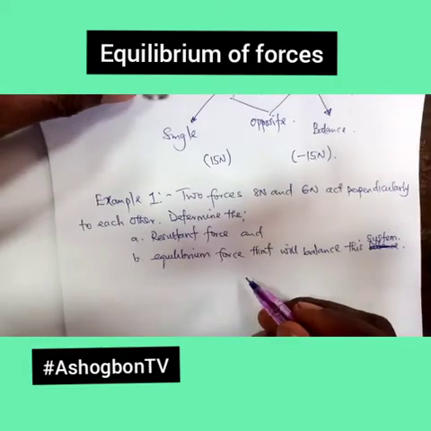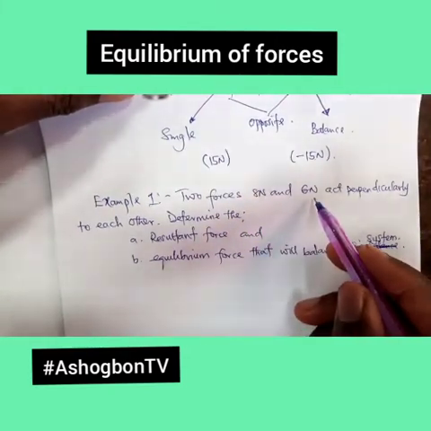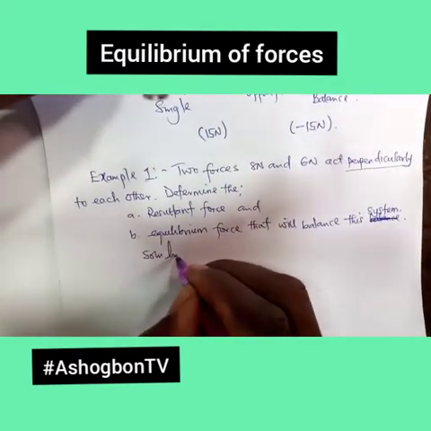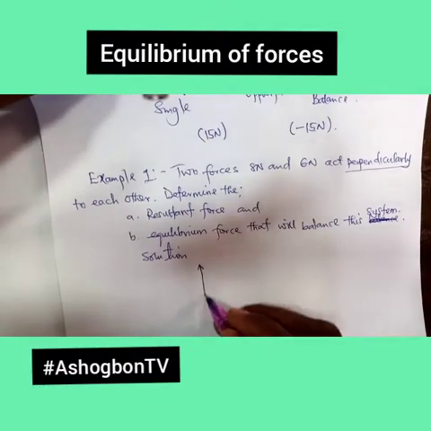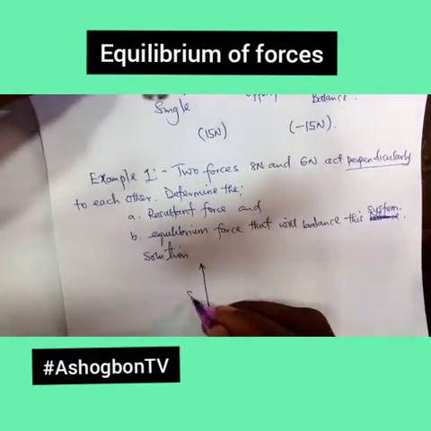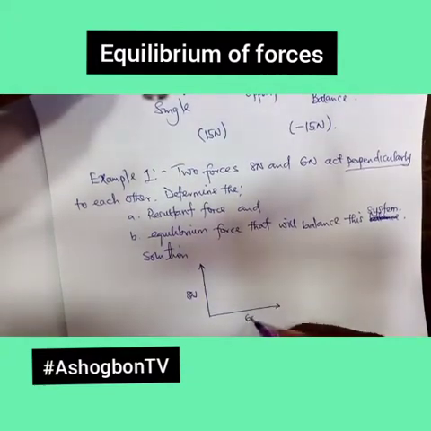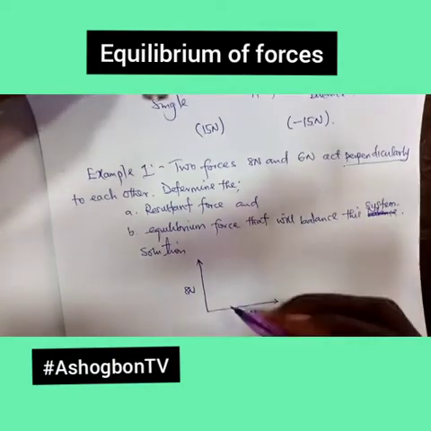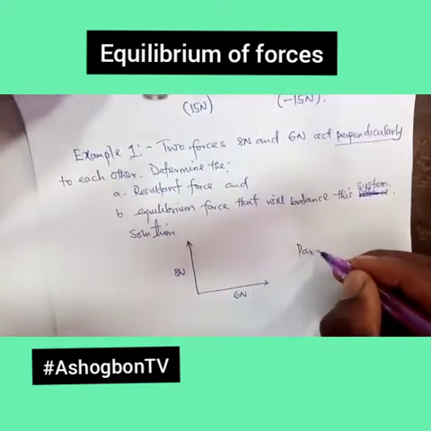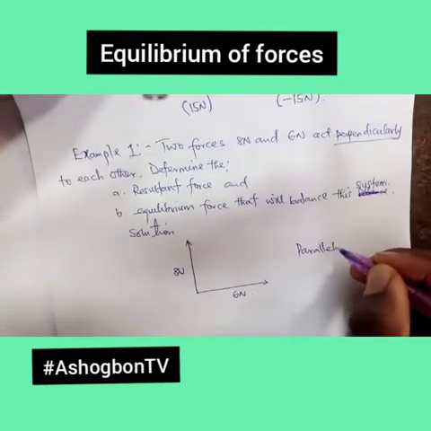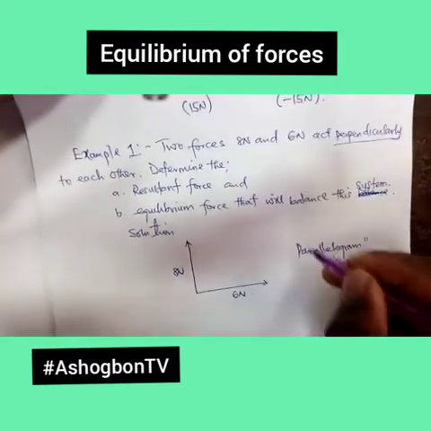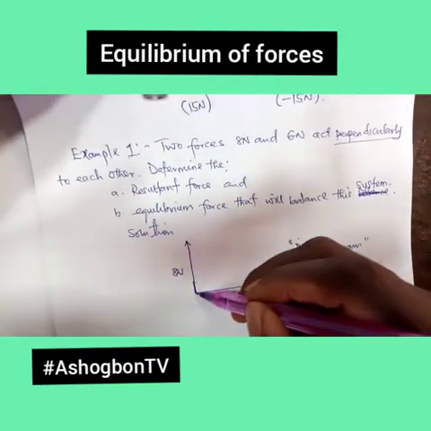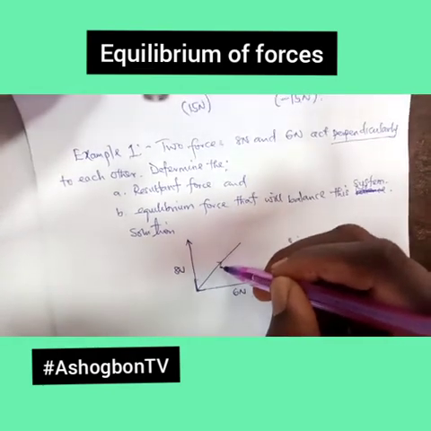So we have a question here. Two forces, 8 Newton and 6 Newton, act perpendicularly. So in that case, I'm going to be having a solution here. For the fact that they are acting perpendicularly to each other, I have my 8 Newton here, and I have my 6 Newton here. So the question now is to calculate the resultant force. Now, if you are going by the law of parallelogram, you will see that at the point of intersection of the two forces, that point is where the resultant force must be drawn.